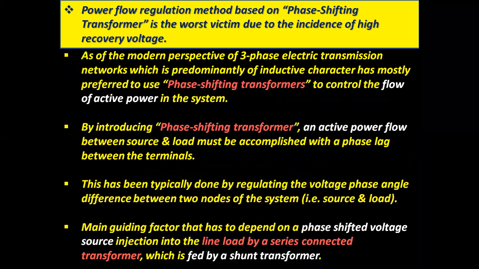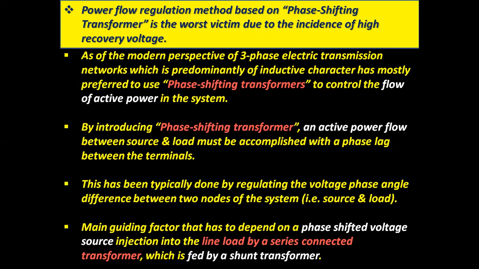Now, points to be noted: the power flow regulation method based on phase shifting transformer is the worst victim due to the incidence of high recovery voltage. From the modern perspective, the three-phase electric transmission network, which is predominantly of inductive characteristics, has mostly preferred to use phase shifting transformers to control the flow of active power in the system.